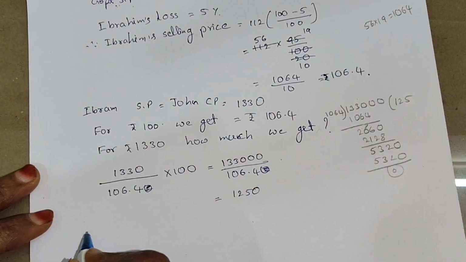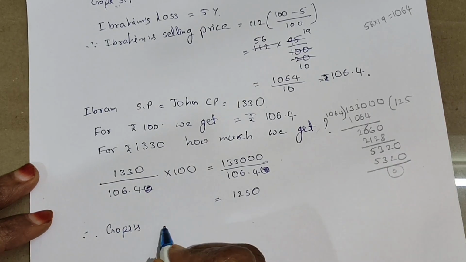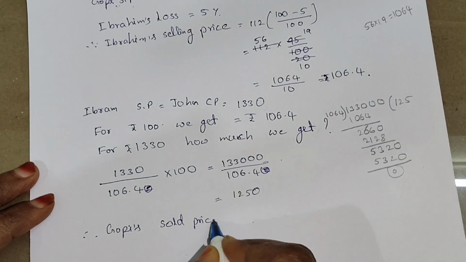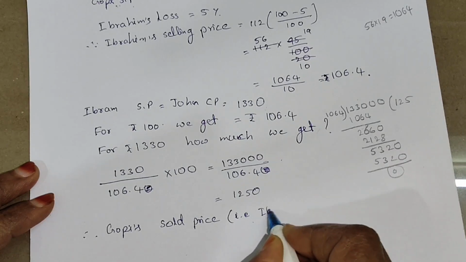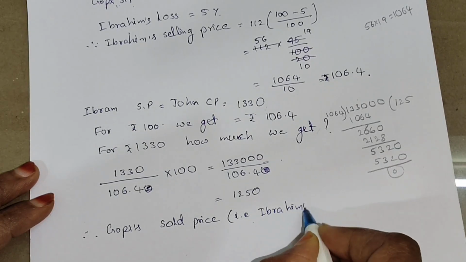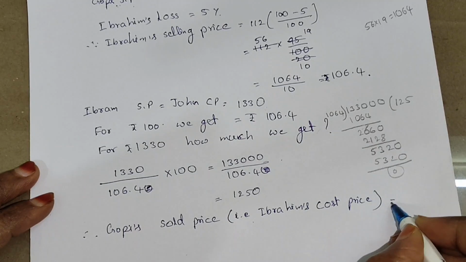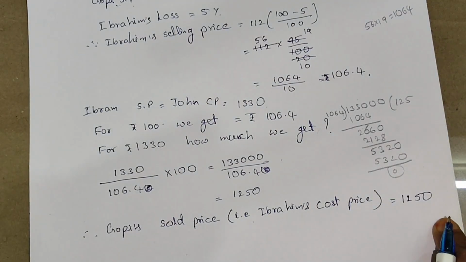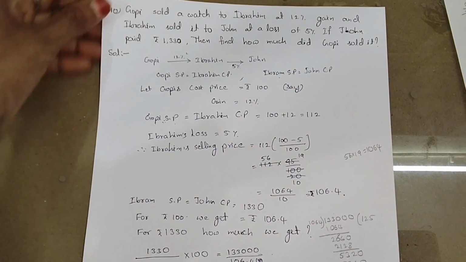So this amount is therefore Gopi's selling price, Gopi sold price, or Ibrahim cost of price is equal to 1250 rupees. So this is the 10th one complete answer.